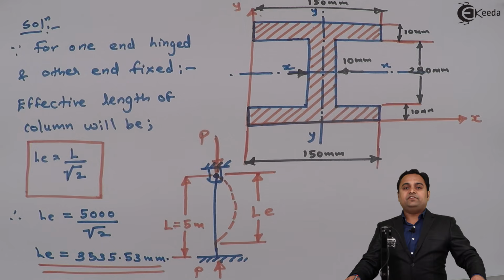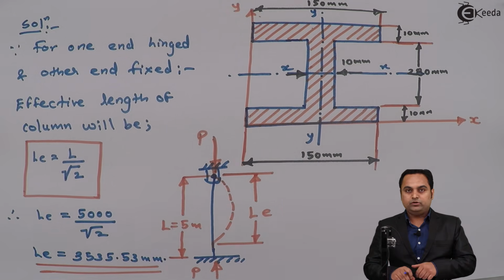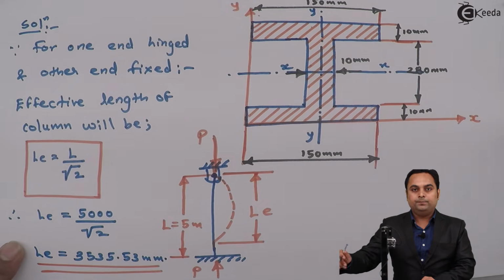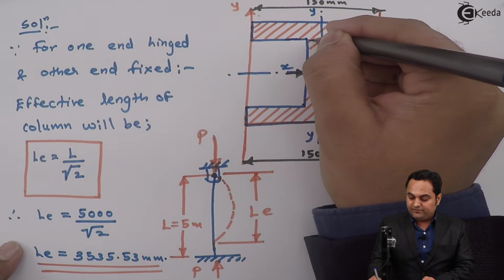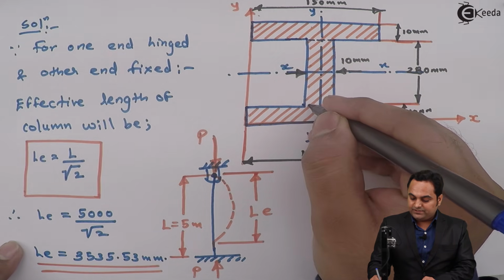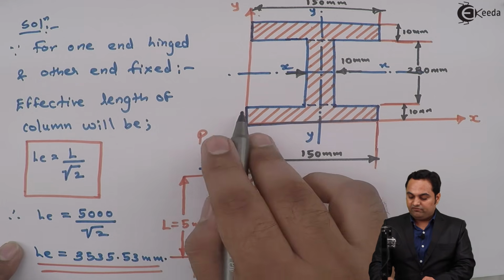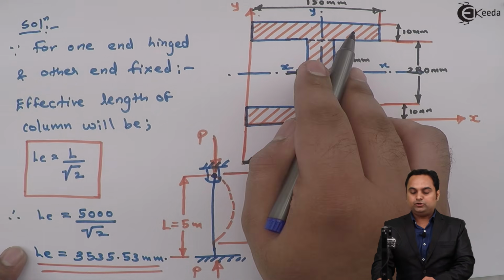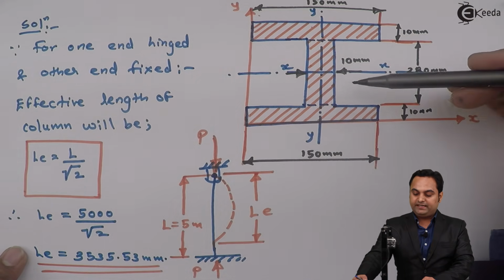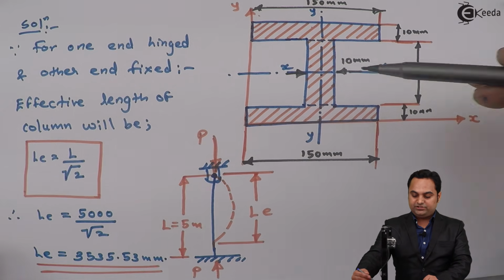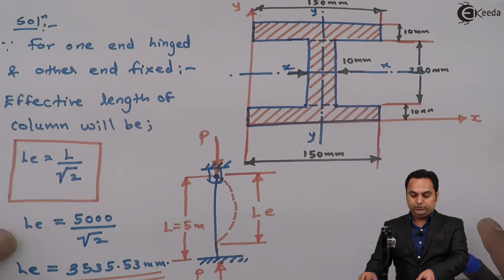Now after getting the effective length of column, I'll calculate the total area of this column. As we see here, if I divide this I section into 3 parts, here we have one rectangle at the bottom, other is at the top. So area of both the rectangles plus area of the third rectangle, which is the web. So I'll calculate the total area.